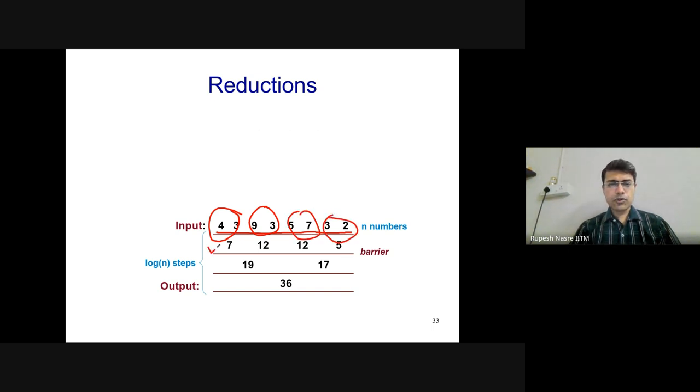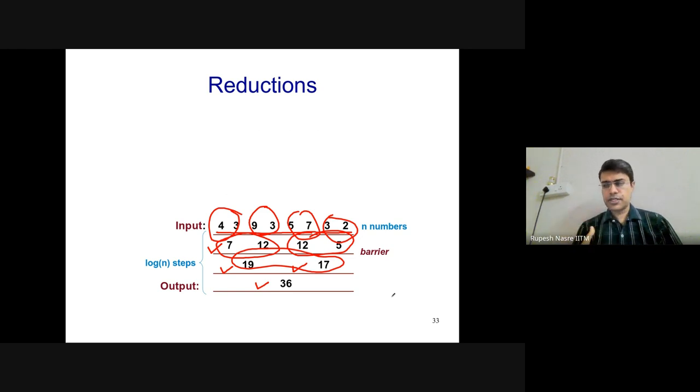So I get these four numbers. And then I apply the same for these in parallel, and I get these two numbers. And then I take a sum of these, and I get the final sum. Right? So this is possible to be done for associative operators. Addition is one quick example, but all the others can be implemented in a similar manner. So we would like to implement it in this manner.